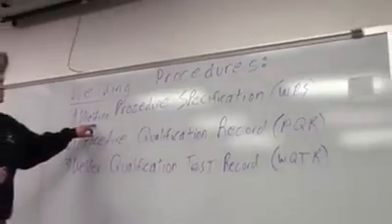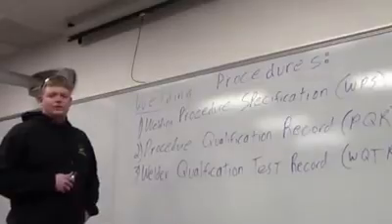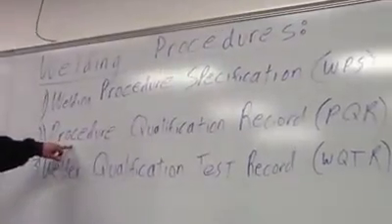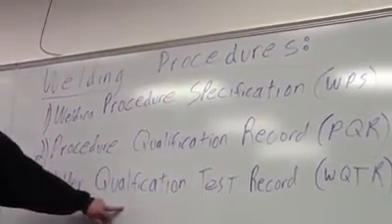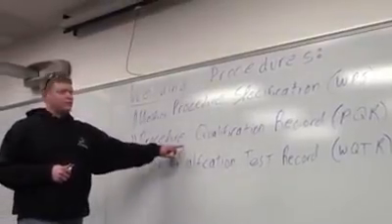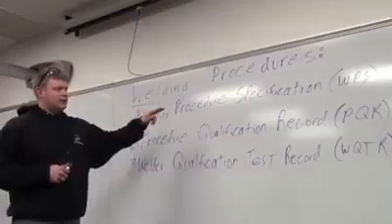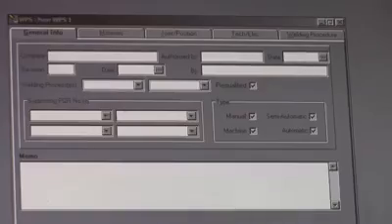The WPS is basically a proposition for a process that needs to be proven good. The procedure qualification record is what you do to prove that the WPS is good, and then the welder qualification test records are when you certify the welders to the PQR, they become a certified welder. So there'll be 3 videos, one on WPS, one on the PQR, and one on the WQTR. This being the first video of a 3 video series on welder certification. The first one is going to be on welding procedure specifications.